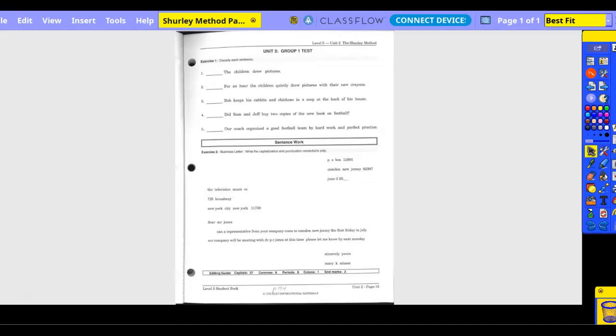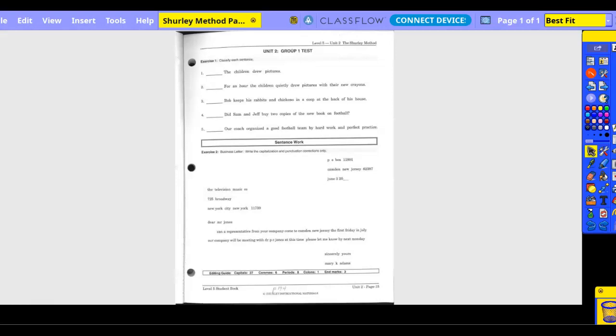Grade Shurley method, page 15. This will be part 1, and we are going to do exercise 1 for this one. This is a new pattern, okay? So we're going to be doing pattern 2, so you're going to have to really listen to the questions I ask to help you, since we have some new classifications.